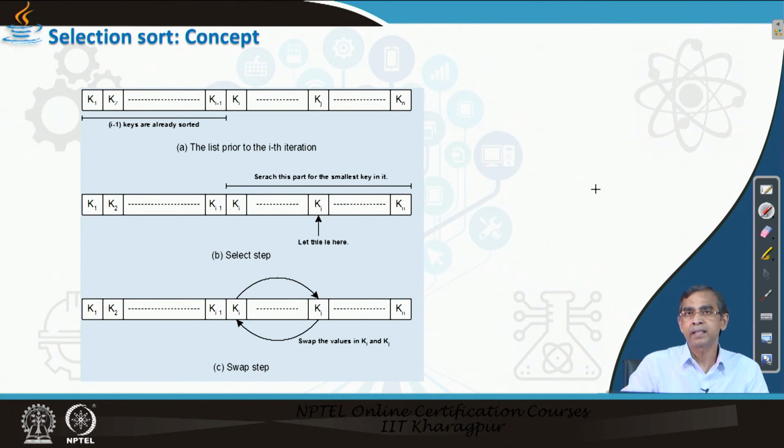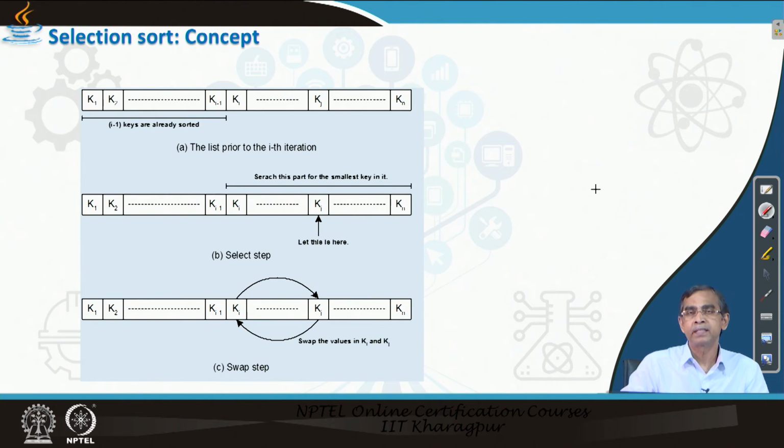So, if the minimum element is available in the ith location, we can swap the element between the ith location and the first location. So, this is the first pass, we can say.